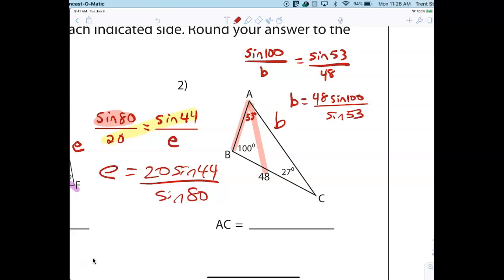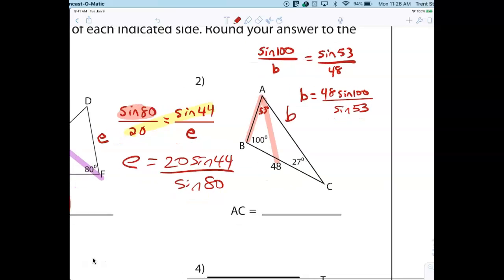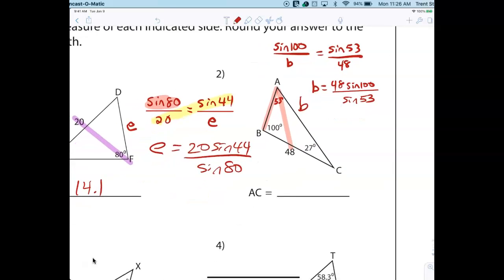All right? And so now B or AC is 59.2. Somebody said 59.2. You were allowed to disagree also. Anybody have any objections with 59.2? Everybody good? Nothing to it. Come on, speak up. I did 48 sine 100 divided by sine 53, and I got 39.